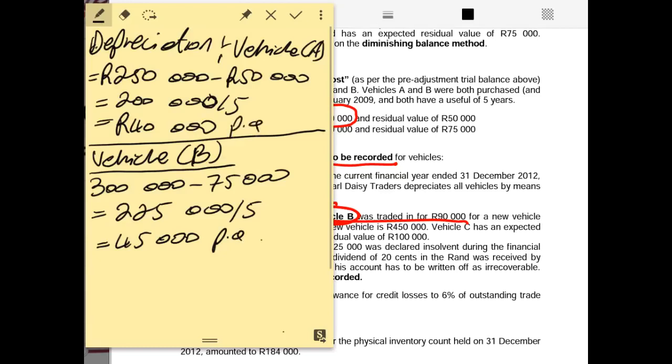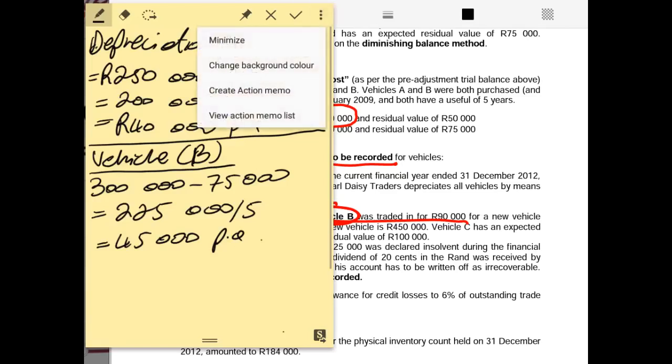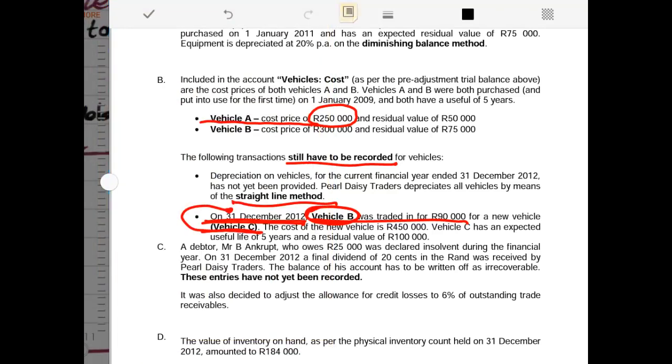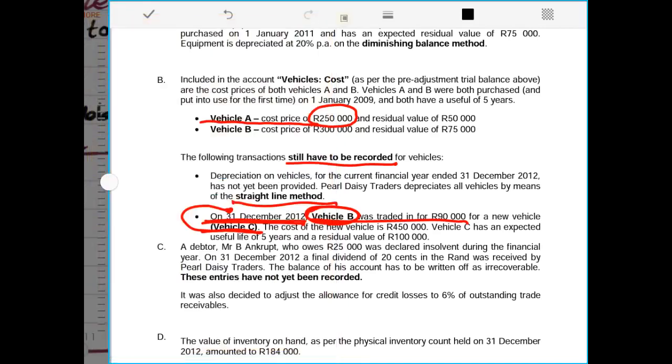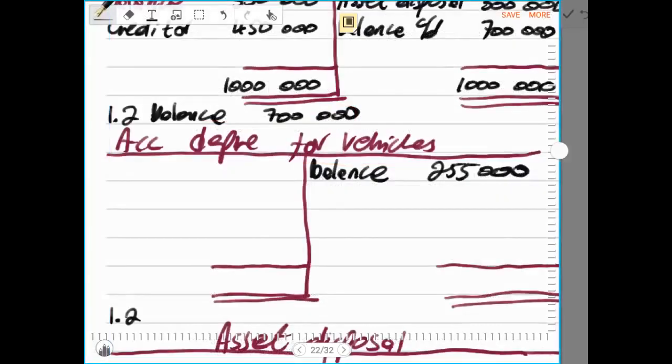Remember, this is the depreciation per annum or for the full year, because both of these vehicles were in the business until the end of the current accounting period. So now it means we have two depreciations: 40,000 rands for motor vehicle A that was not sold, and 45,000 rands for motor vehicle B that was sold at the end of the current year. So now we can smoothly go and record the depreciation for the current year.